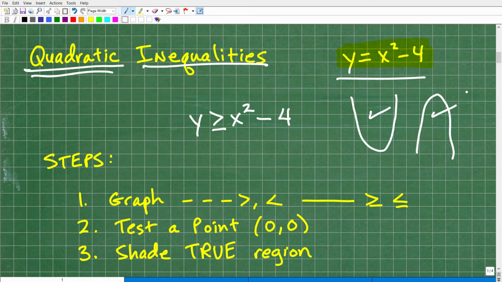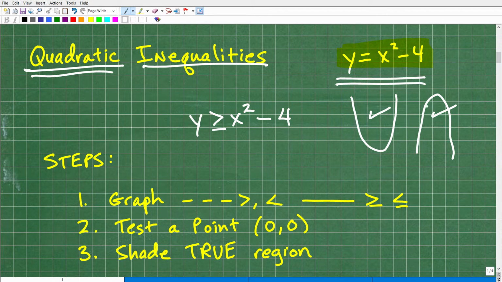I would strongly suggest checking out one of my algebra courses, like Algebra 1, Algebra 2, not pre-algebra, because you don't really get into quadratic functions in pre-algebra. So check out Algebra 1, Algebra 2, College Algebra, courses like that. I teach all of this stuff thoroughly.